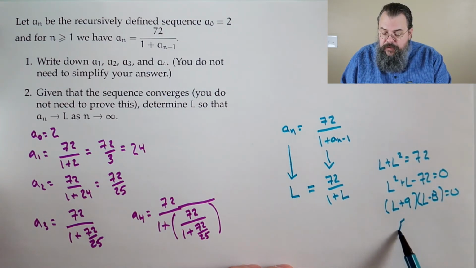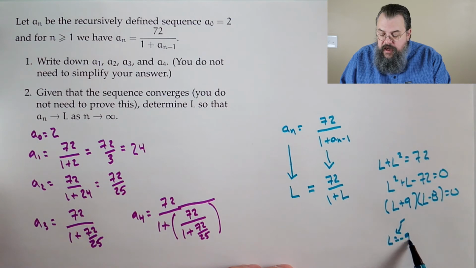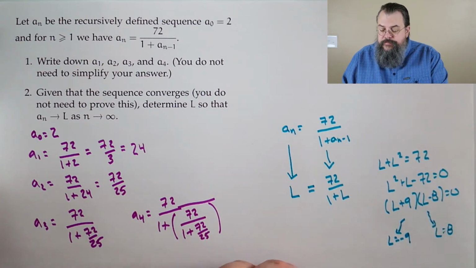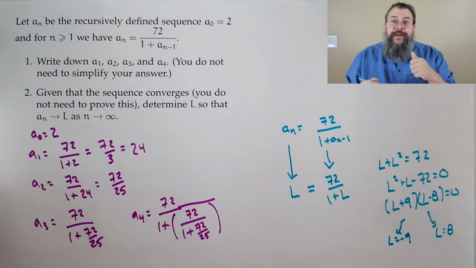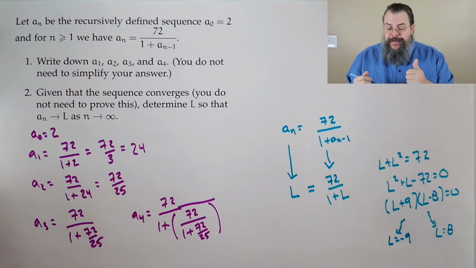So we seem to have two candidates. One candidate would be if we let L be negative 9, and the other candidate would be if we let L equal 8. Now, we can't have two limits. So one of these is right, and one of them is not right.